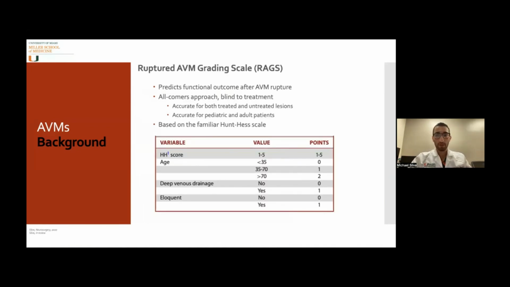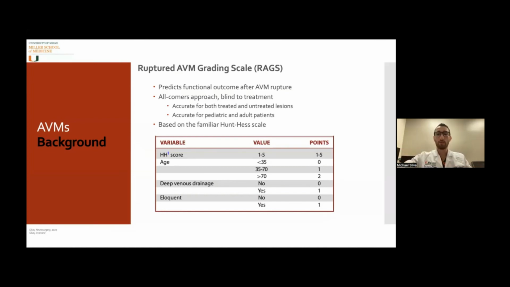Some of my research has been looking at this as well. A couple of years ago, we developed the Ruptured AVM grading scale. The idea is that the existing grading scales are not specific to AVMs, and the ones that are are very complicated to calculate. So for a patient who presents clinically with a ruptured AVM, how do we predict the prognosis? Our approach was all comers, regardless of how the patient is treated, almost like how the Hunt-Hess scale is used to estimate the clinical outcome, even though it's not what it was designed for.